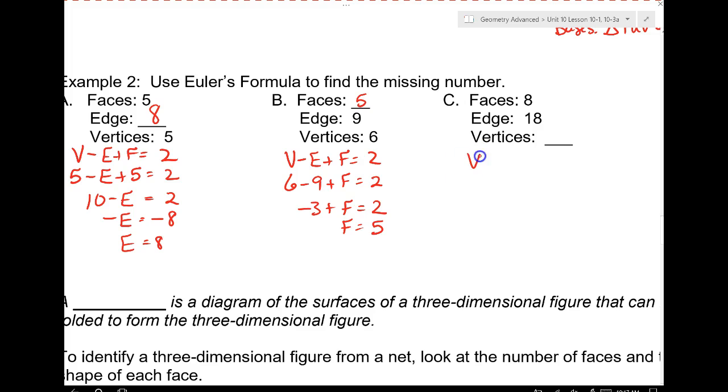And then last but not least, first hour I wasn't paying attention and I wrote my formula wrong. So we got vertices minus edges plus faces equals 2. Plugging it in, I'm looking for the vertices.